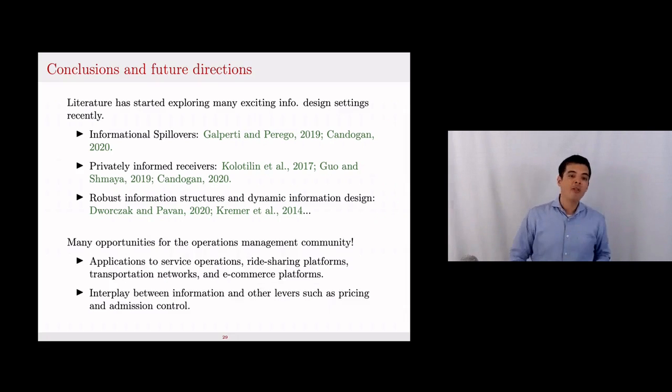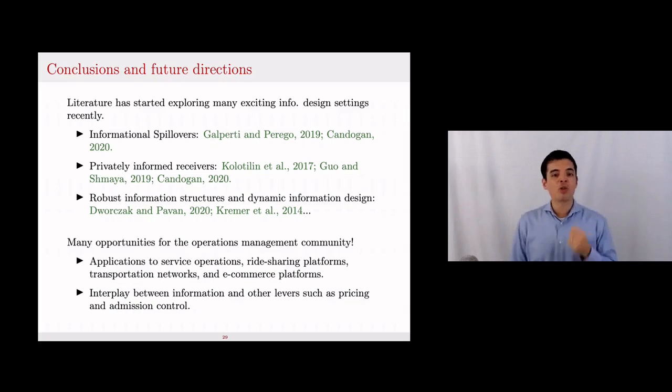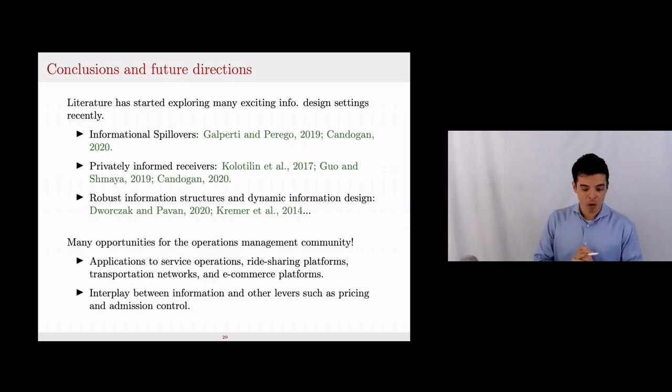In addition, I think for the operations community, there's a ton of opportunity in terms of thinking about how different operations can use information as a lever to induce a desired outcome. I think there will be interesting applications of information design tools to service operations, to ride-sharing platforms, to transportation networks, to e-commerce platforms. In all of these settings, the operation or the platform has some information about the underlying system and can send informative signals to the agents in the system to change their behavior and to induce a desired outcome. How to do that in the best possible way, taking into account various operational considerations, is something that the community could work on. We are already seeing some papers related to some of these questions, and I think there is room for many more interesting works.